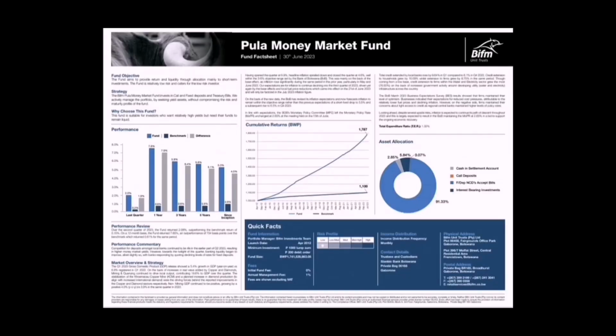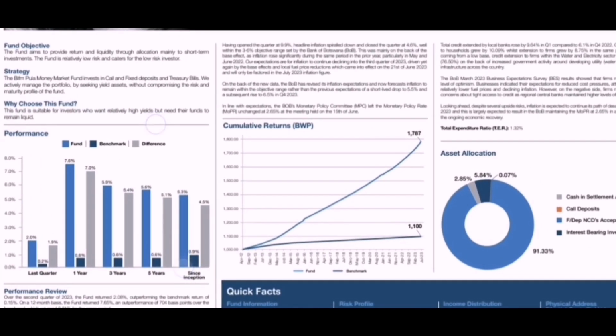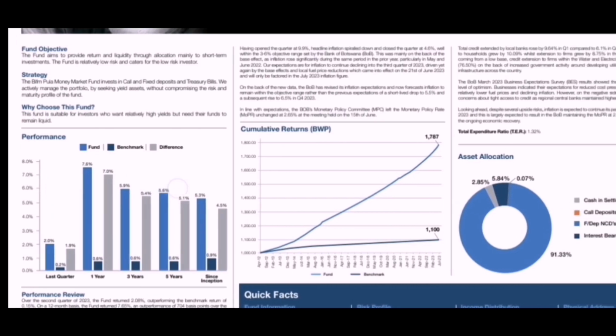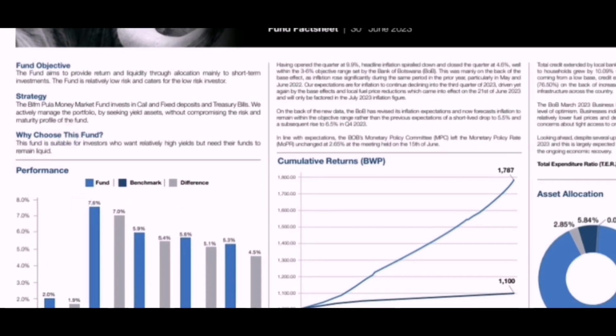This is a money market fund by BFIM Unit Trust. So let's go through the details. You can see there the fund objective. And if I might just read it quickly, the fund aims to provide return and liquidity through allocation mainly to short-term investment. The fund is relatively low risk and caters for the low risk investor. There they are telling you the objective of the fund as well as the risk profile of the fund. Remember, we have said the risk profile is also very important.